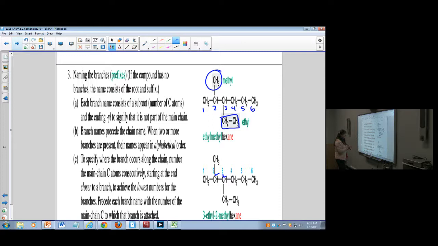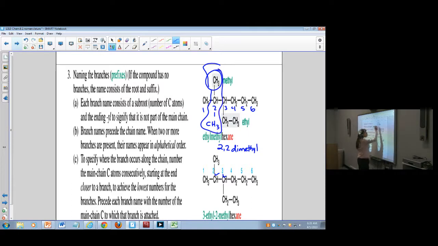Now, what if I have, I'm going to change this just a second here, and let's assume for just a minute that I have another methyl group here. And what we would call this is, this would be a 2,2-dimethyl on this particular carbon. Okay. So no hydrogen here. And then I'll still have my ethyl on carbon 3, 3-ethyl.